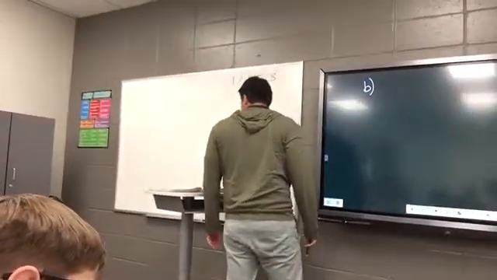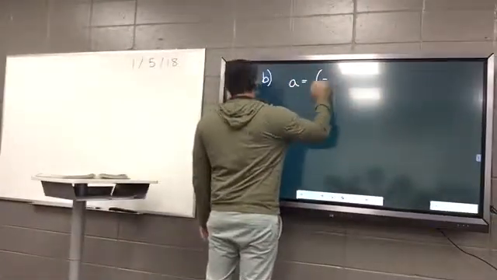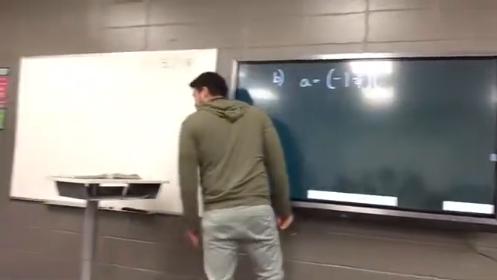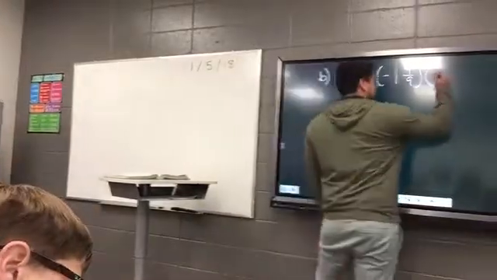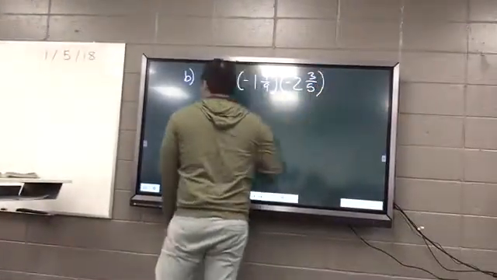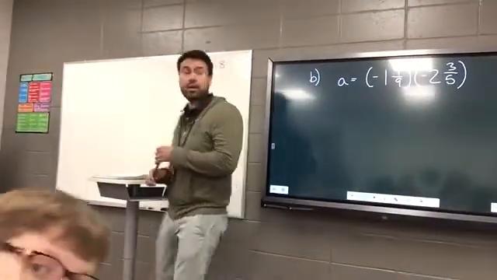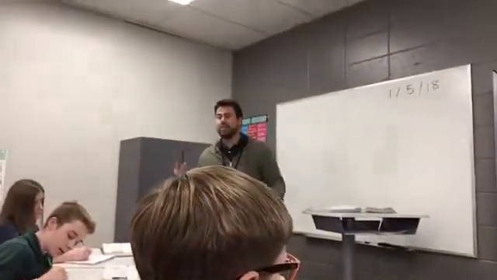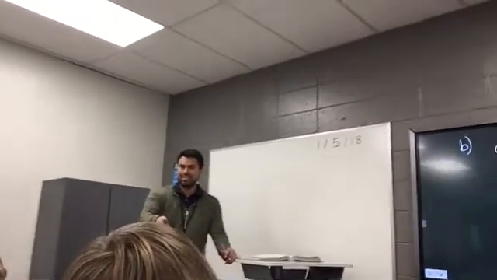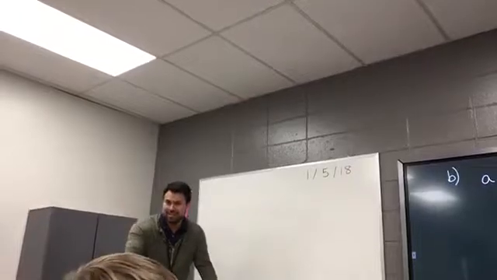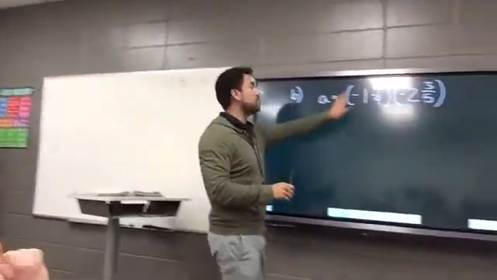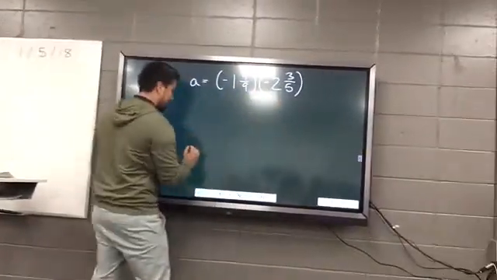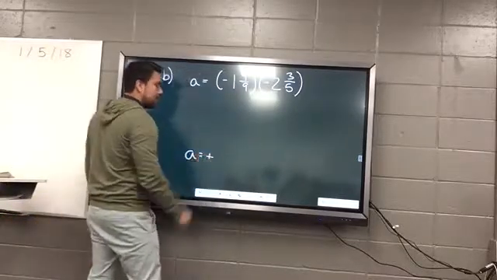Example 2B. A is equal to negative 1 and 4/9 times negative 2 and 3/5. Before I even work this one out, the signs throw me off. Negative, positive, which one is it? What's a negative times a negative? Positive. Automatically positive. So you're done with the signs. Don't worry about the signs anymore. It's going to be A equals positive something, and I'll put that just so we remember.